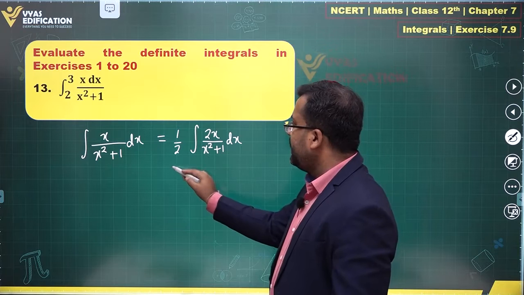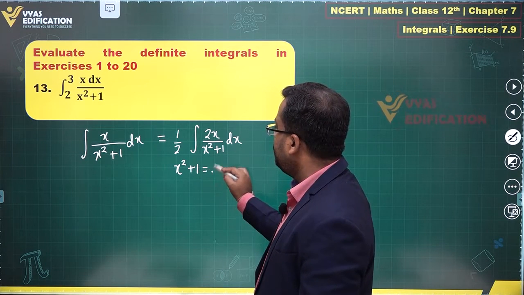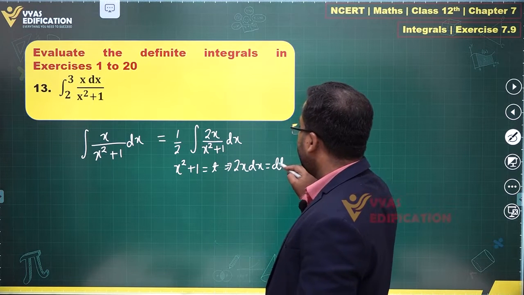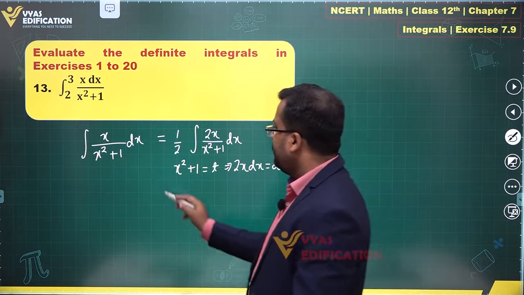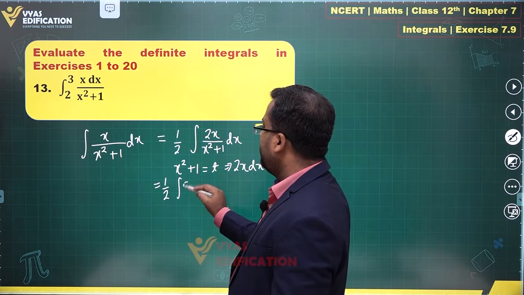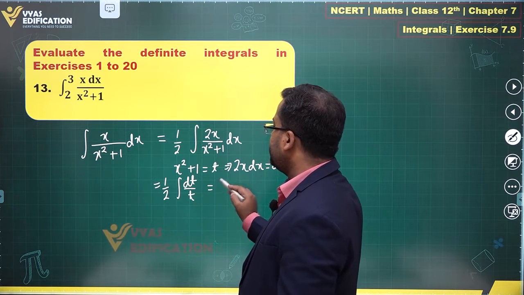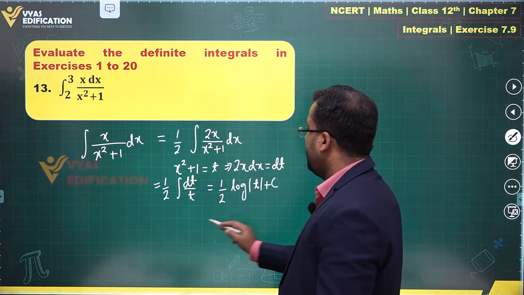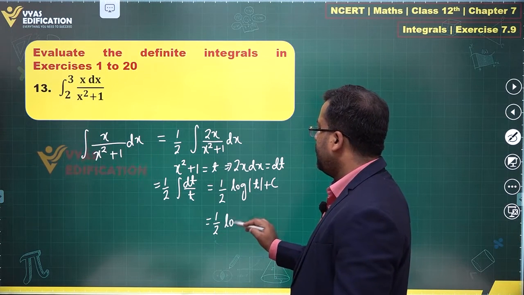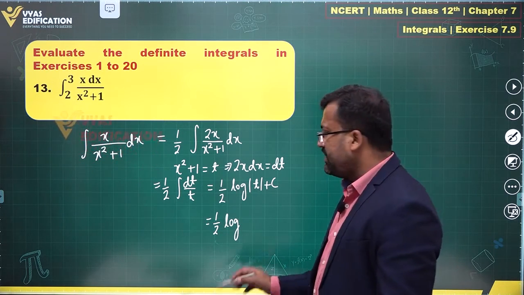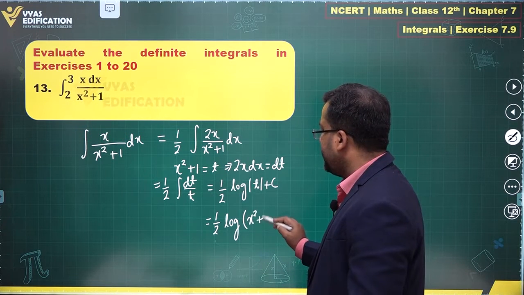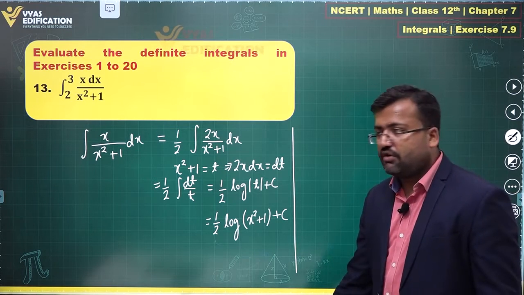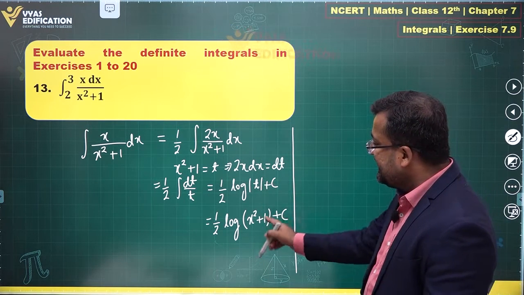And if I substitute x square plus 1 equal to t, what do I get? 2x dx is equal to dt. This particular calculation can be done orally as well. This becomes 1 by 2 integral of dt upon t, which is 1 by 2 log modulus t plus c, which is 1 by 2 log modulus of x square plus 1, which is the same as simply x square plus 1, because this is always positive. Modulus will give a positive sign. So this integral is equal to this.